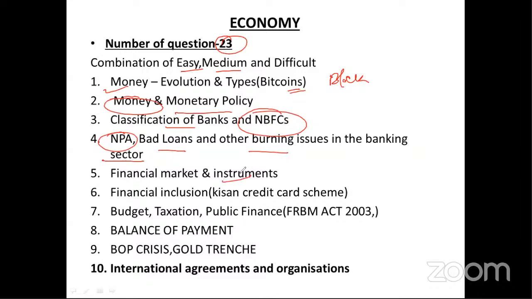Then financial market instruments, which include the money market and capital market also, like treasury bills and call money. This type of information you can easily find in any basic book, like Ramesh Singh's Indian Economy book. Financial inclusion programs of the government, any scheme of the government that talks about financial inclusion or inclusive growth, like this year the Kisan Credit Card scheme was the question. So again next year you should focus on government policies talking about Kisan Credit Card or inclusive growth.